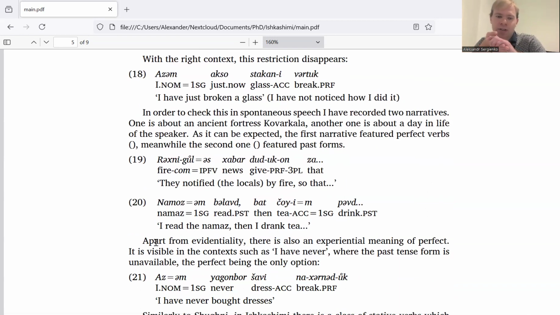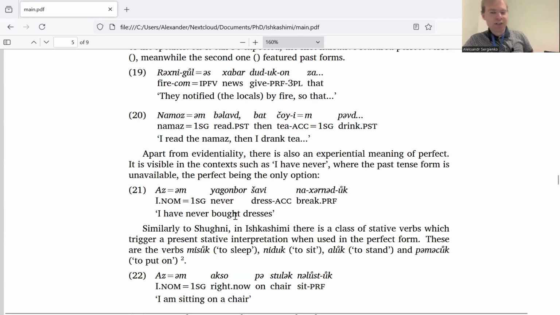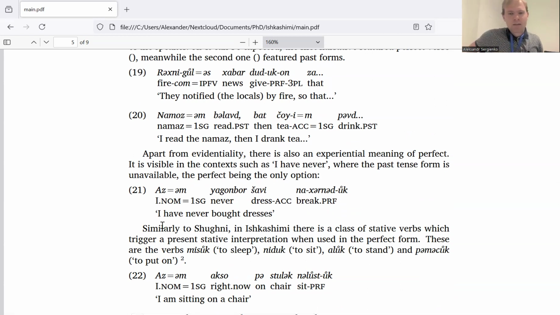It's visible in contexts such as "I have never," where the past tense form is unavailable, the perfect being the only option. So for example, "I have never bought dresses." Like all the respondents told me, you just say nachar naduk, and you don't use it with the past. The perfect is a lot more salient here.